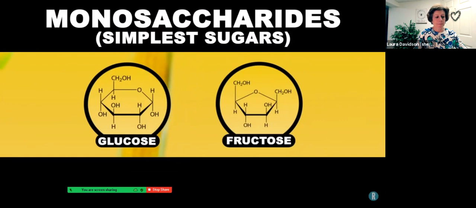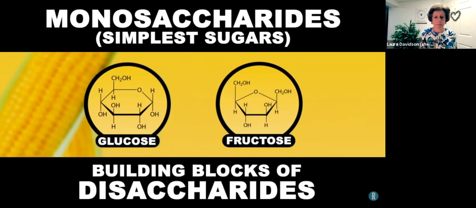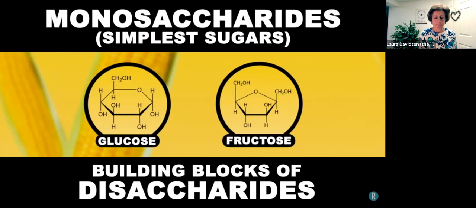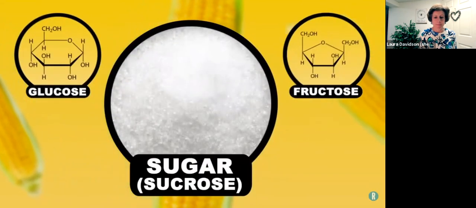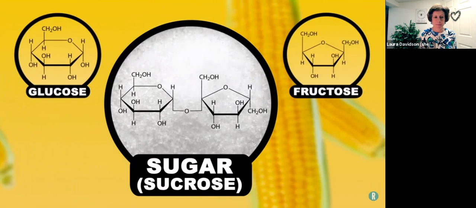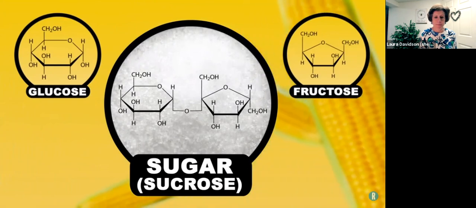Glucose and fructose are what are known as monosaccharides, the simplest kinds of sugars, and also the building blocks of the more complex disaccharides. Now what's important to realize is that common table sugar, or sucrose, is a disaccharide made up of equal parts of glucose and fructose.